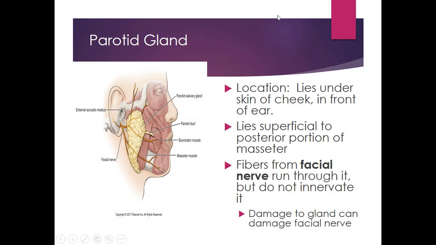So the parotid gland, we all know where it is. We palpate it during our extraoral exam. It lies under the skin of the cheek in front of the ear. Okay, it's superficial to the posterior portion of the masseter muscle. The fibers from the facial nerve run through it but don't innervate it. So why is this important to us? If there's damage to the gland, or for some reason we accidentally anesthetize the gland, you'll have some facial paralysis.